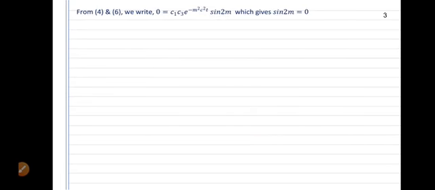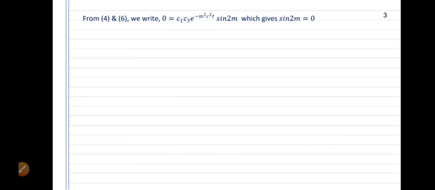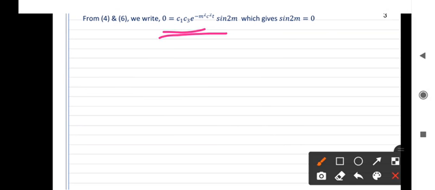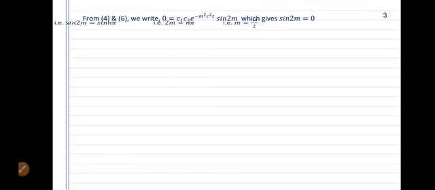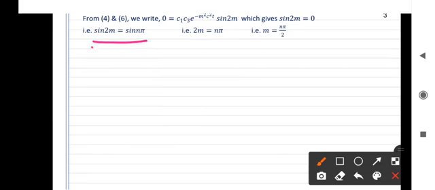And obviously for x equal to 2 we are having u equal to 0. So with this we get this result, and from this we can write sin 2m equal to 0. But we know that sin n pi is always 0 for n integer. So this 0 can be replaced by sin n pi. Now taking inverse sine ratio on both the sides of this result, we get 2m equal to n pi. From this we get the value for m as n pi by 2.